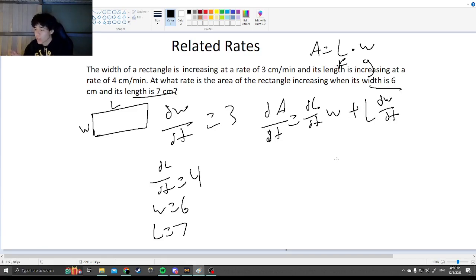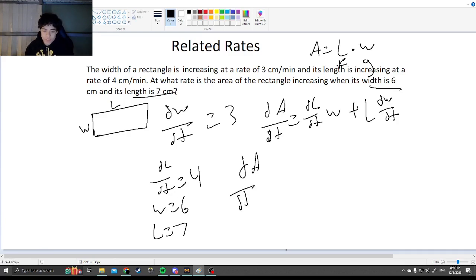This looks like a whole lot of letters, but look at this. dl dt, where's that at? That's right here. Okay, cool. W, where's W at? That's right here. Cool. L, where's L at? It's down here. dw dt, where's that at? It's right here, right? So we have all the information that we need to fill this out, and we're low-key done with all the hard stuff now, right? Now we just have to simplify it.